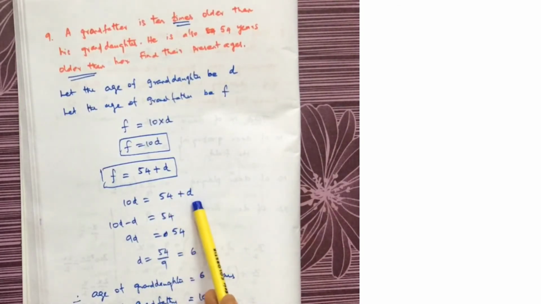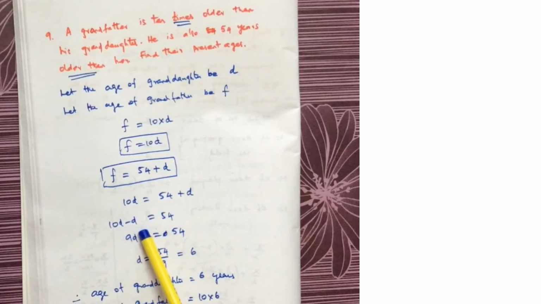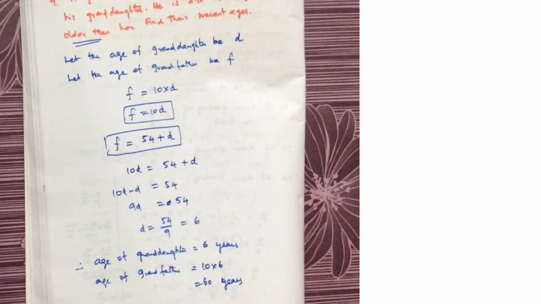I am moving this plus D to this side, becomes 10D minus D, that is equal to 54. 10D minus D is 9D, that is equal to 54. Now divide by 9 on both the sides, this 9 gets cancelled. So D equal to 54 divided by 9, that is 6. What is D? The age. So age of the granddaughter is 6 years. Age of the grandfather is 10 multiplied by 6, that is 60 years. That 10D is 10 multiplied by 6, that is 60 years.